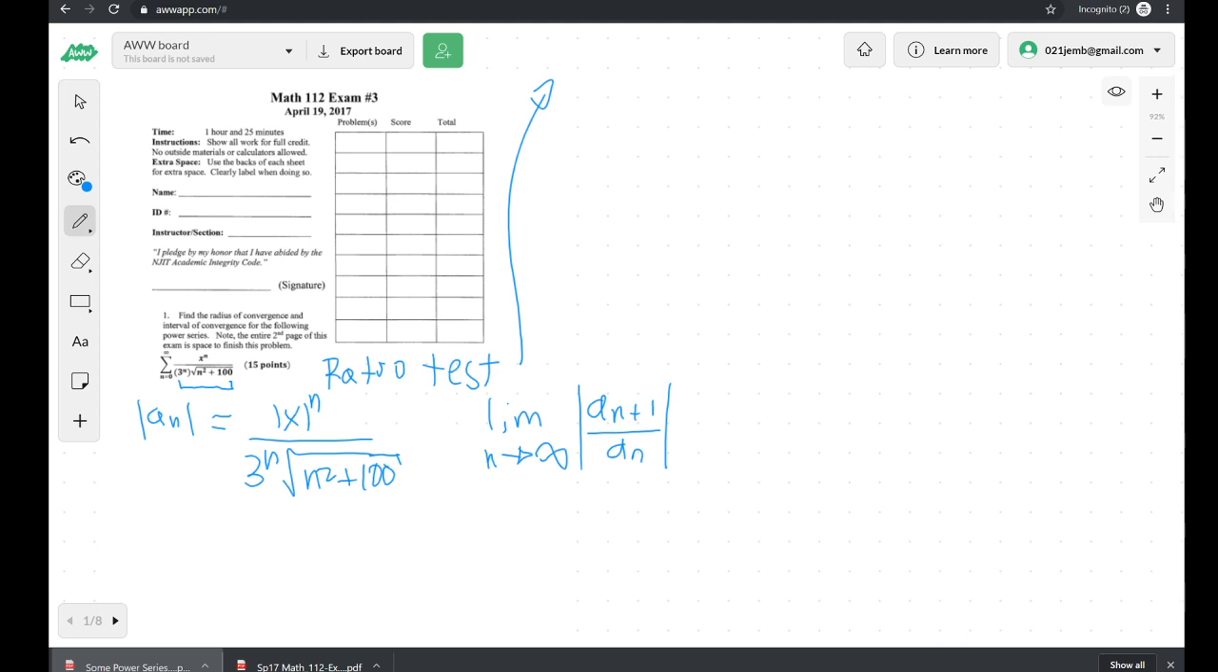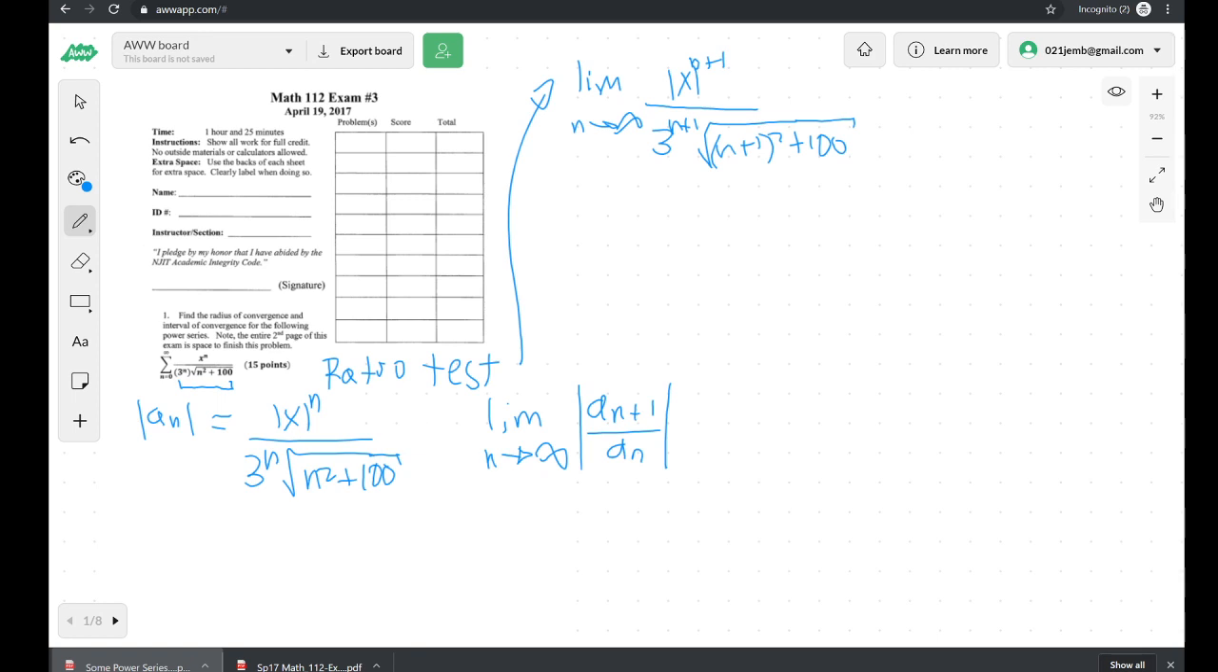It's obvious that it's going to converge because the question explicitly asks for the radius of convergence, so you already have an idea of the convergence. Now we're going to have the limit as n approaches infinity of the absolute value of a sub n. So that's going to be the absolute value of x to the power of n plus 1. We have to add 1 to each n. All of that is divided by 3 to the power of n plus 1 times the square root of n plus 1 squared plus 100.